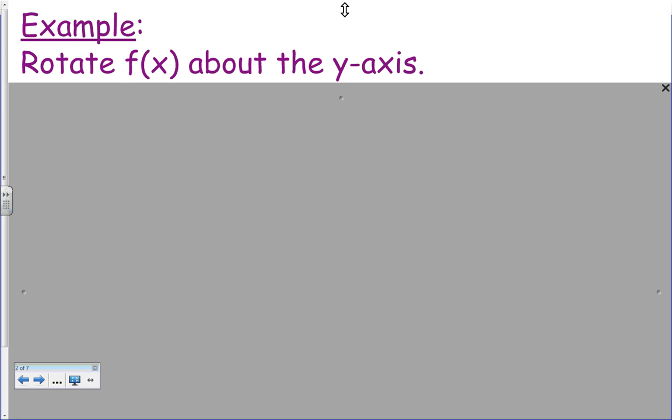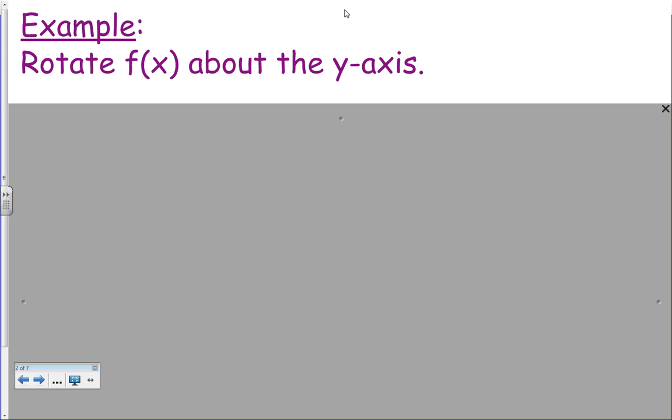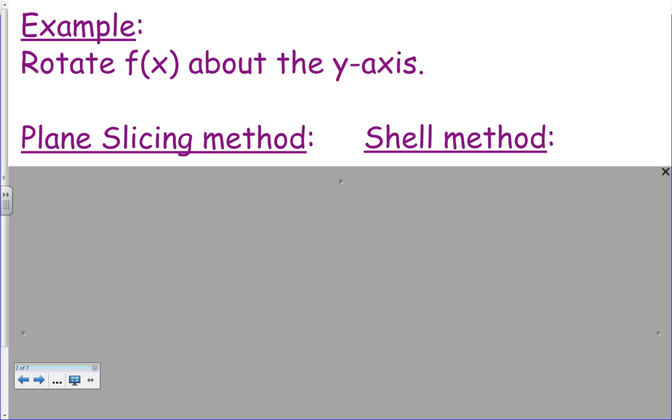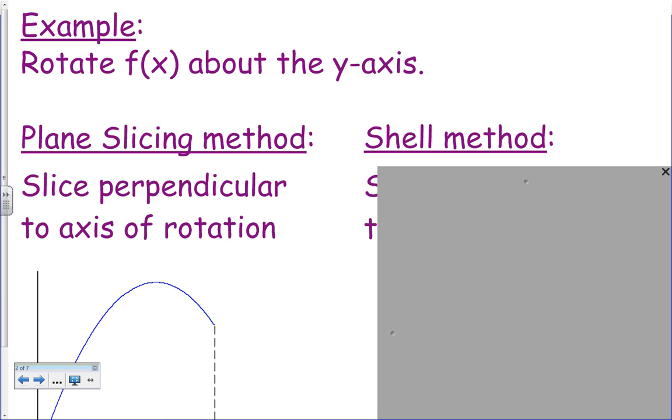All right, so let's start out with just an example here. Let's say that we've got a function f of x, and we're going to rotate it around the y-axis. And we're going to do a comparison between these two methods here, the plane slicing method that we already know and this new shell method.